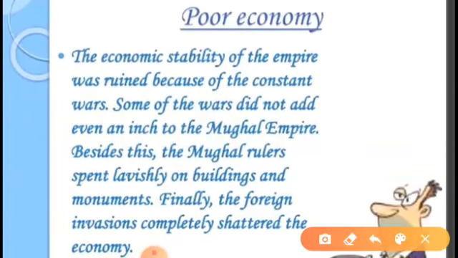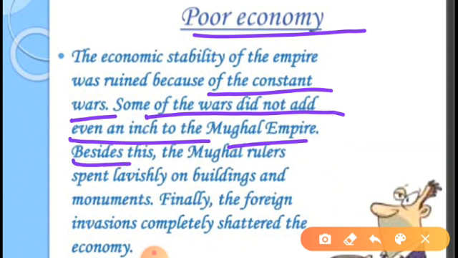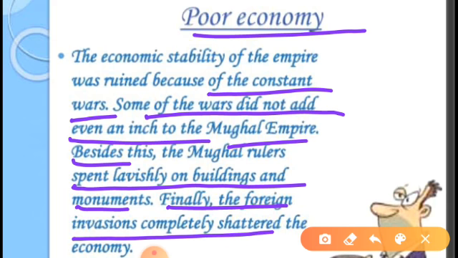Next is poor economy. The economic stability of the empire was ruined because of constant wars. Here you can see the war of succession was also one of the causes. Some of the wars did not add even an inch to the Mughal Empire. Besides this, the Mughal rulers spent lavishly on buildings and monuments. Finally, foreign invasions completely shattered the economy. Their luxury life also cost a lot, and they spent a lot of money on wars and on buildings and architectural development.